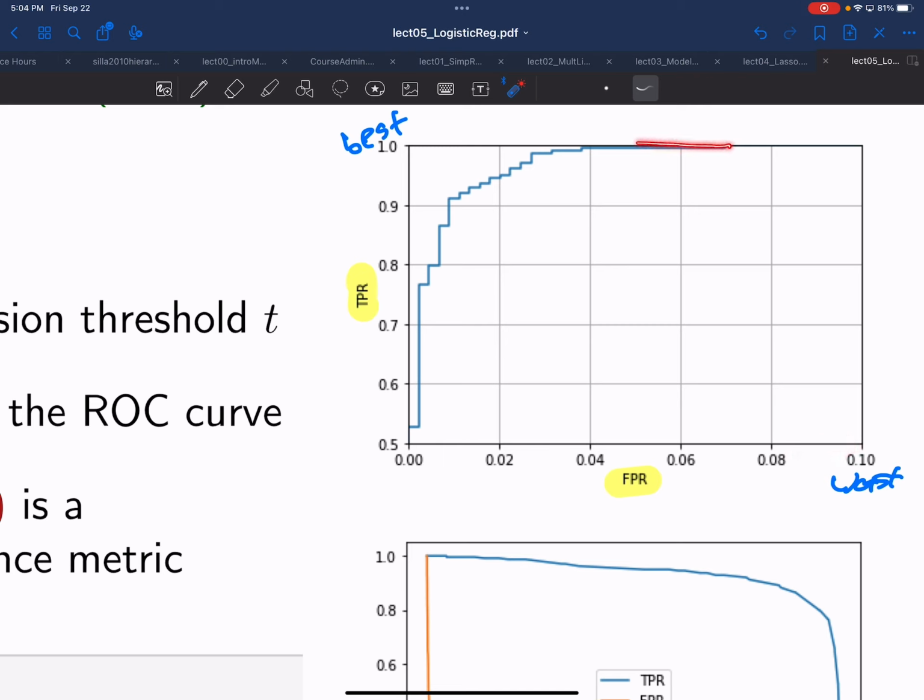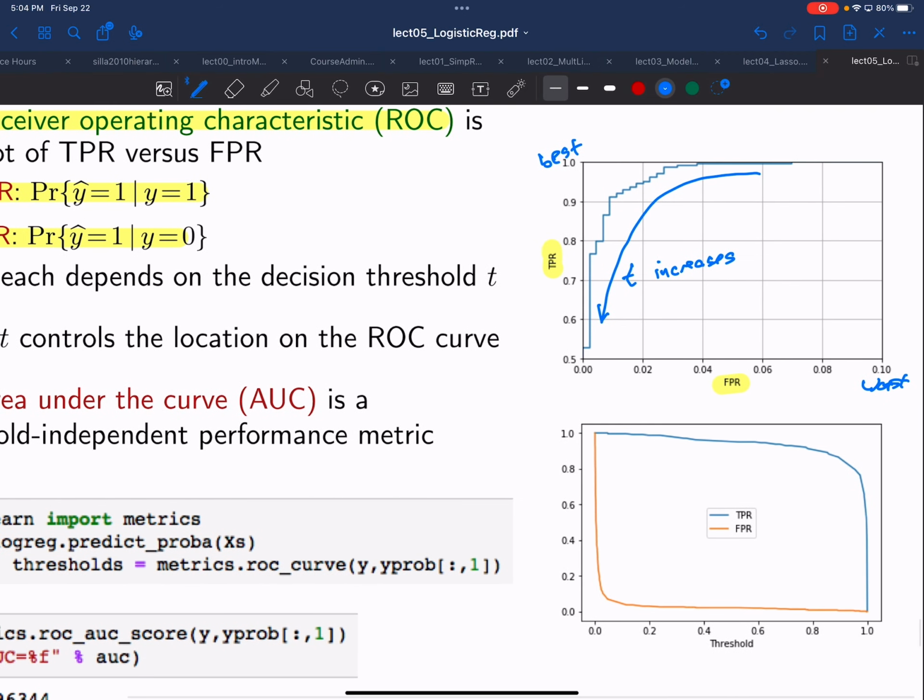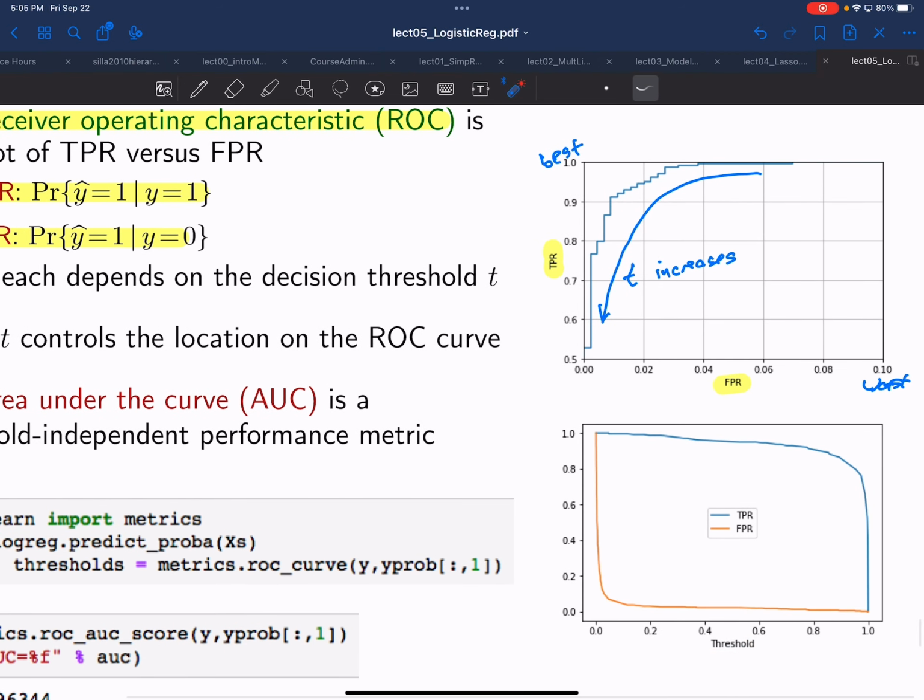So all of these different points on the operating curve correspond to different choices of the threshold t. Based on this plot, as t increases, you can see that your true positive rate starts high and goes low. Meanwhile, your false positive rate is moving like that. So by choosing t, you can choose where you are on here. Maybe you want to be here, maybe you want to be here.